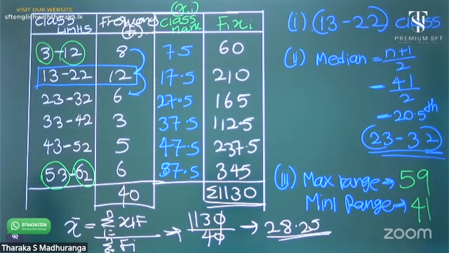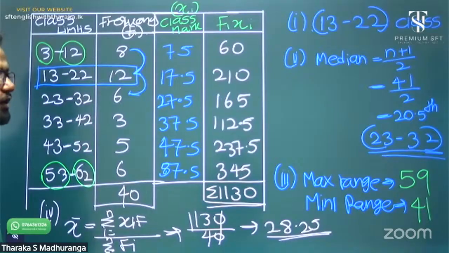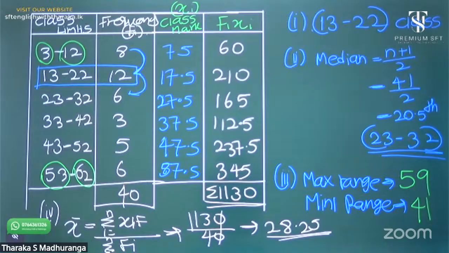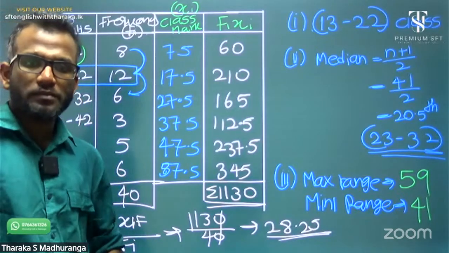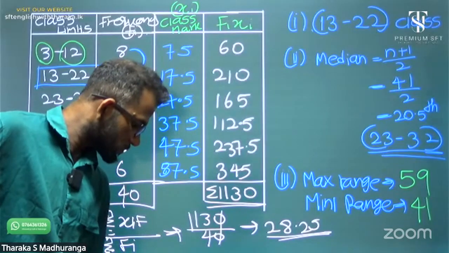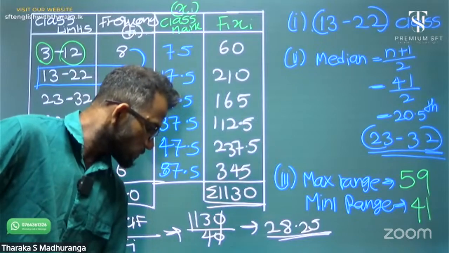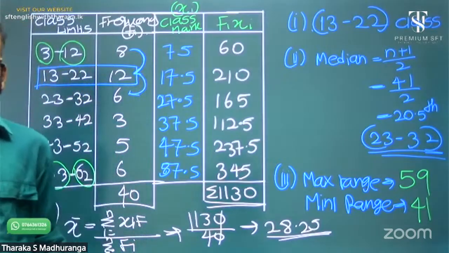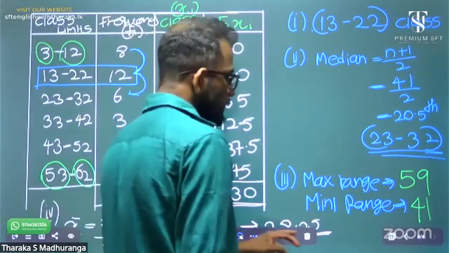Okay, final question. What's the fifth question? This is the fourth one, mean. What's the final question? There was another one: first and third quartile class.